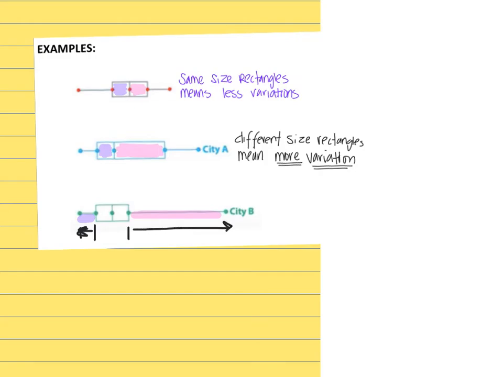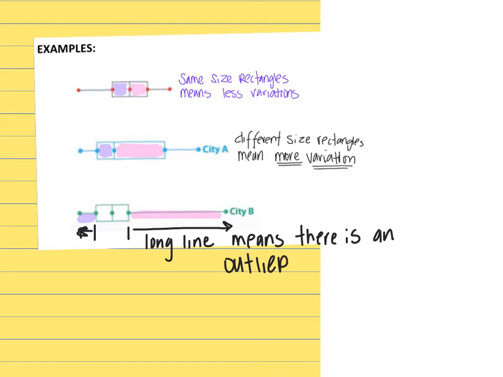So if I have a long whisker, a long line pointing out to the left or right, that means there is an outlier. That's why it's really far out away from the rest of the group.